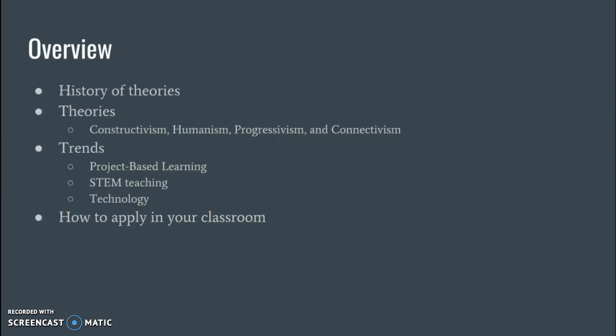An overview here, we're going to discuss different theories: constructivism, humanism, progressivism, and connectivism. We found that those four theories connected with the trends that we want to implement in our classrooms: project-based learning, STEM teaching, and technology. And in the end, we will present how to apply these trends that are connected to the theories above in your classroom.